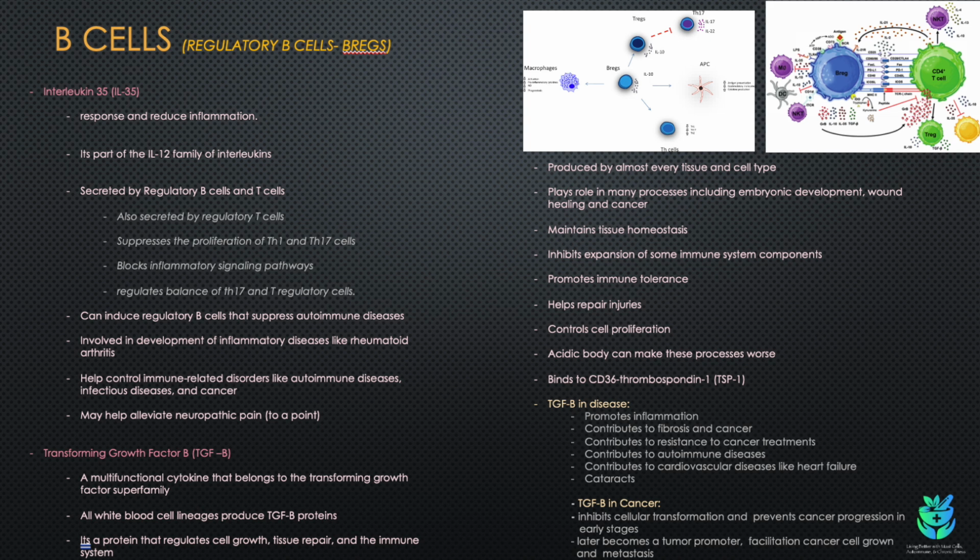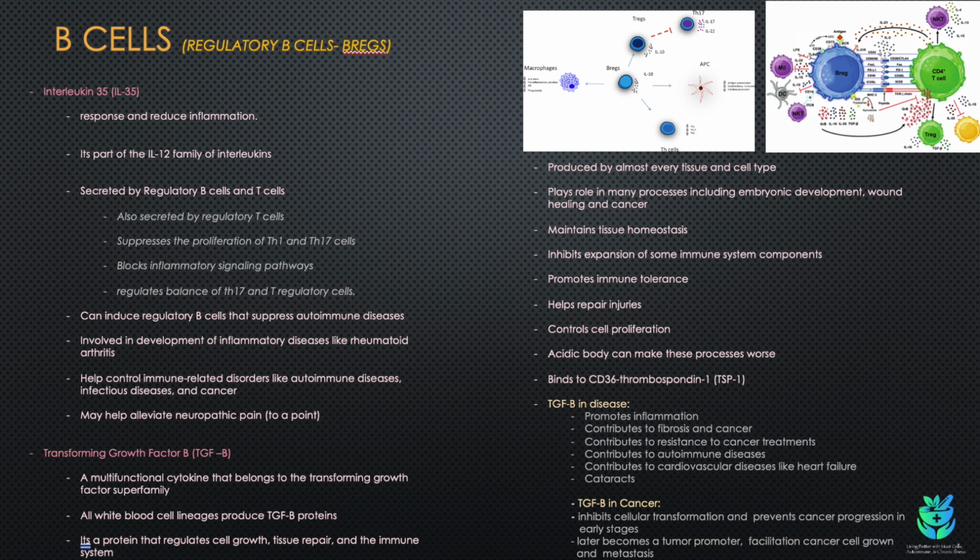The acidic body can make these processes worse. So it's very important to keep your body as alkaline as possible. In disease, transforming growth factor beta promotes inflammation, contributes to fibrosis and cancer, contributes to resistance to cancer treatments, contributes to autoimmune diseases, and contributes to cardiovascular diseases like heart failure and cataracts. Transforming growth factor beta in cancer inhibits cellular transformation and prevents cancer progression in early stages.